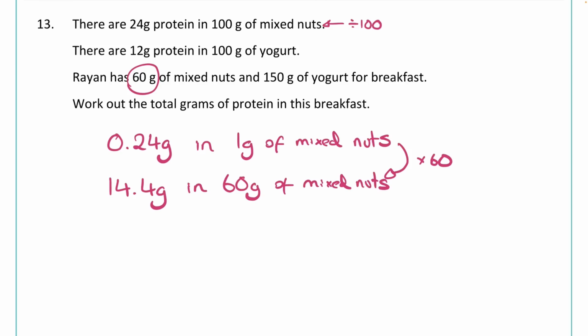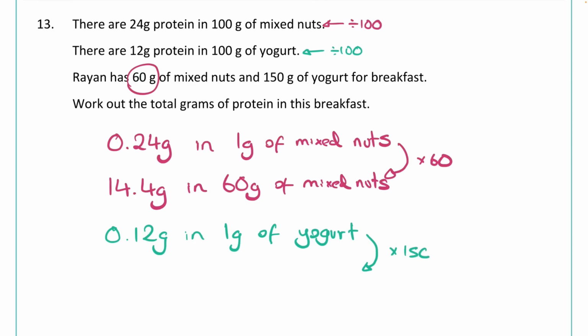But there we go, that is our first one. The next one is also giving us the amount of protein in 100 grams. So again, we'll divide this by 100. And 12 divided by 100 is 0.12. So we have 0.12 grams in 1 gram of yogurt. And we want to get to 150 grams, so we'll times by 150, straight away on the calculator, and that gives us 18. So we have 18 grams in 150 grams of yogurt.